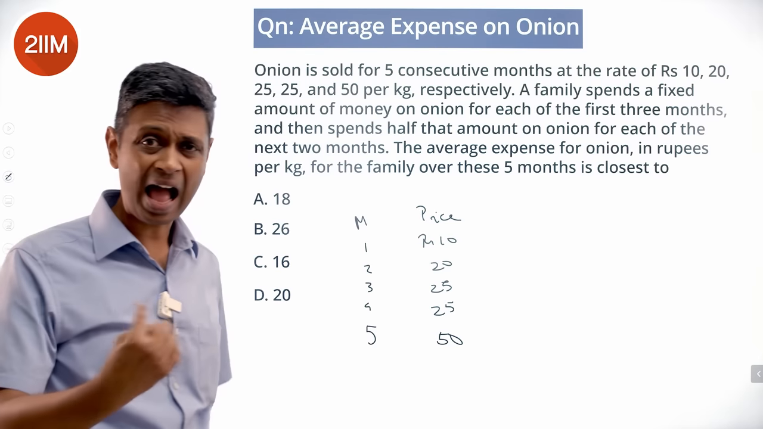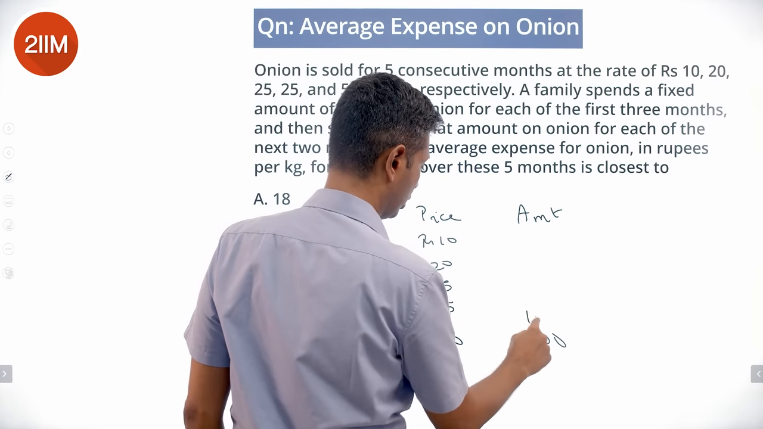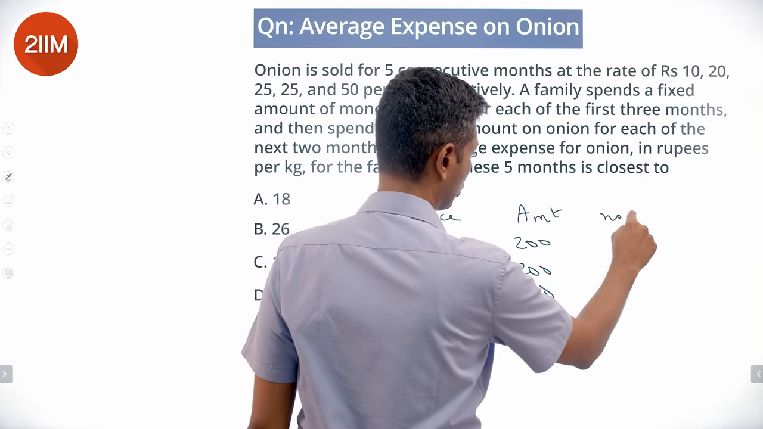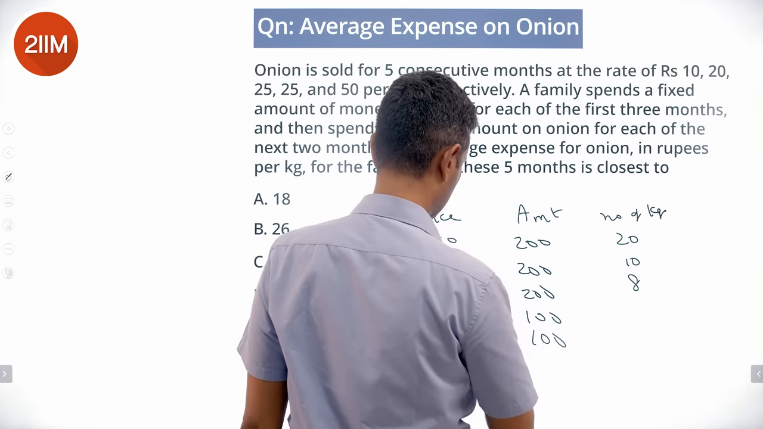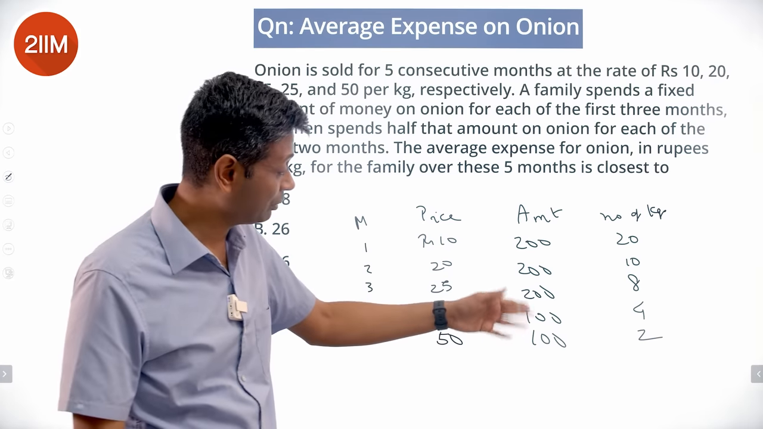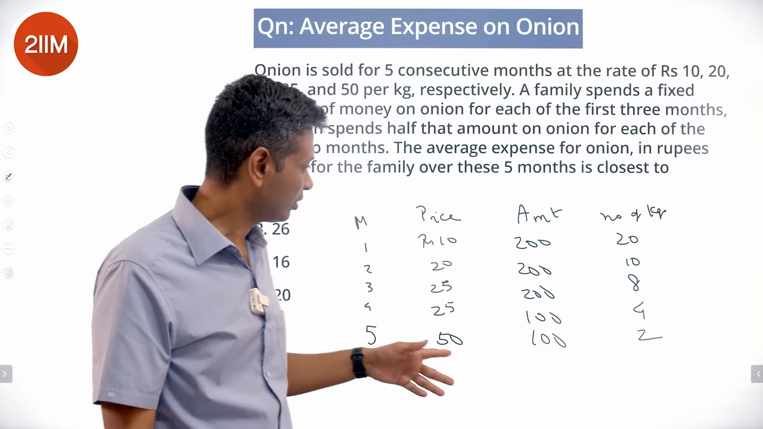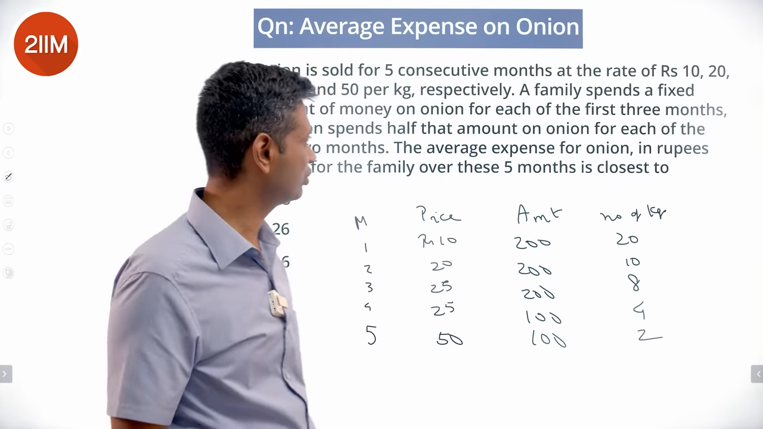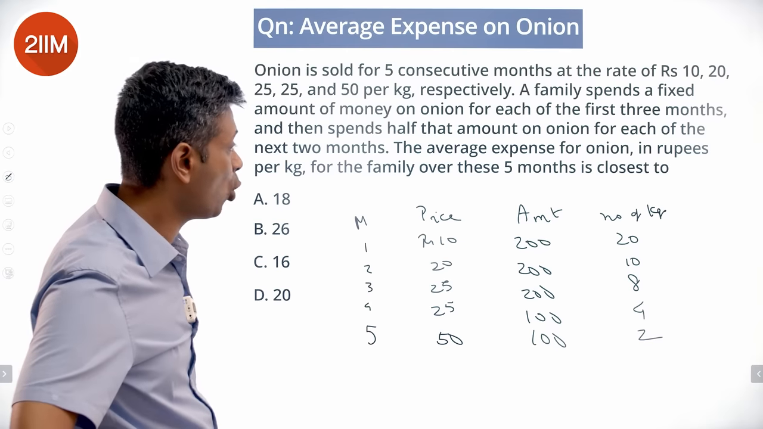And so I'm going to take the half that amount thing as 100. I'm going to say amount is 100, 100, 200, 200, 200. Then number of kilograms is 20, 10, 8, 4, 2. Maybe we need not have selected 100, we could have selected 50, 50, 100, 100, 100. Life would have been simpler. Numbers are smaller. I plugged in this as 100 because I want a number that's a multiple of all of these. Then, what is the average expense for onion in rupees per kilogram for the family over these 5 months.